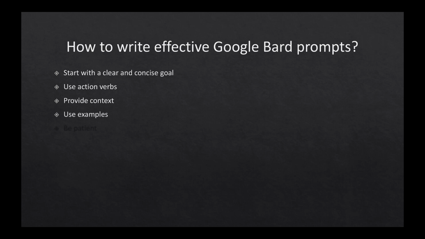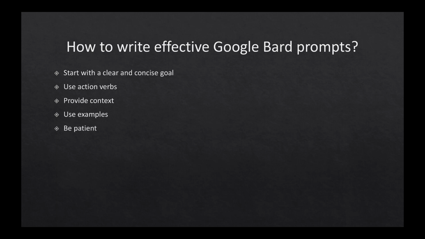The fourth point to consider here is it will be better if you could use examples when you are referring to something. They can be some articles, some poems, musical notes, and so on. It will be easier for Google Bard to generate if you provide the examples.